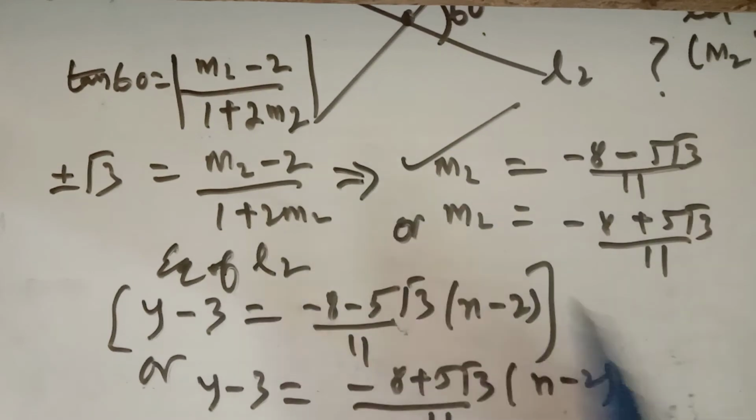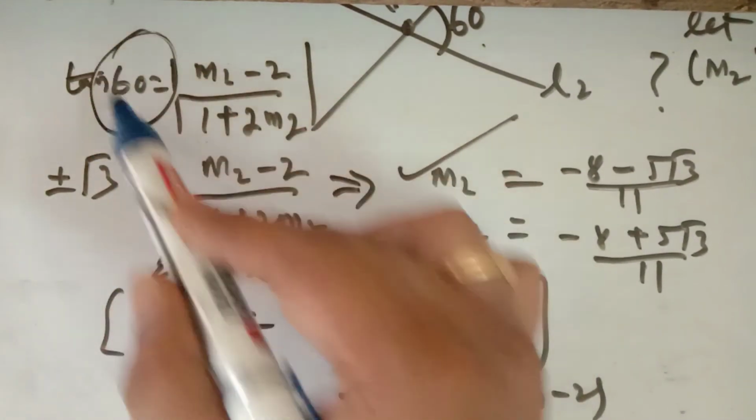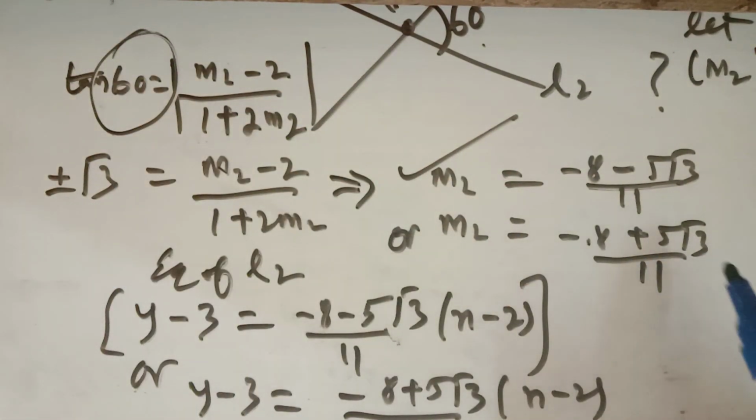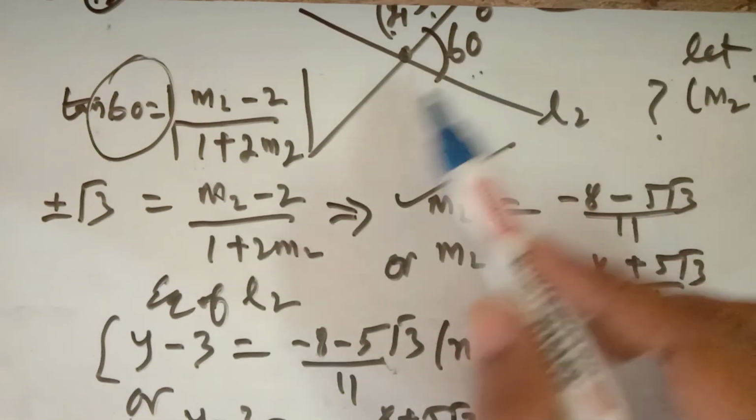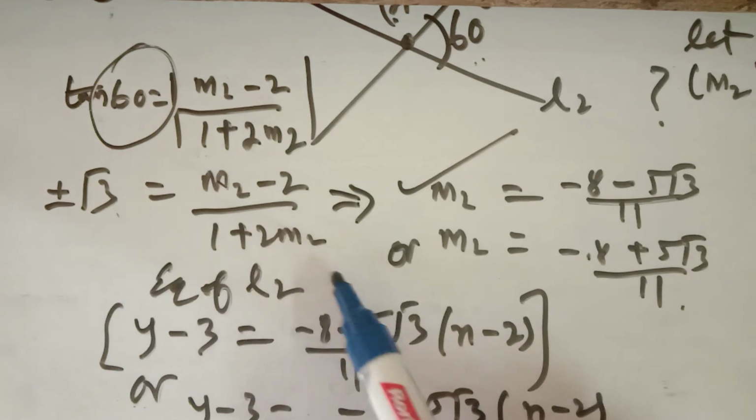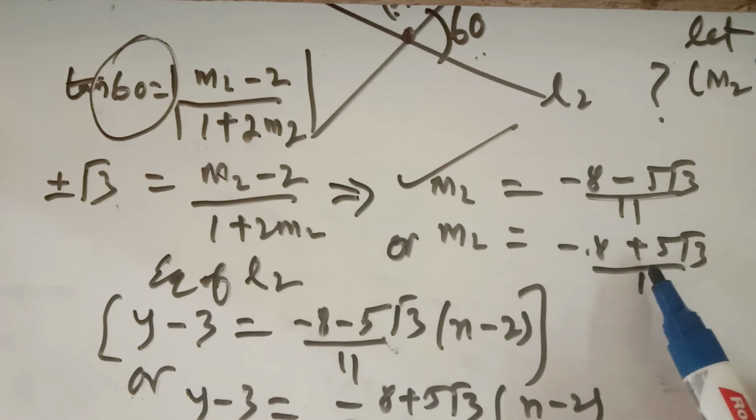Now if the angle comes out to be 45, then this question becomes a little easier, no roots come. These roots are coming because of the 60 degrees. If the angle between them is 45, then tan will be equal to 1, and we will get rational numbers as the value of the slope of the second line.